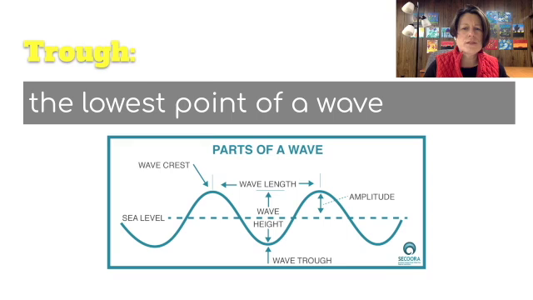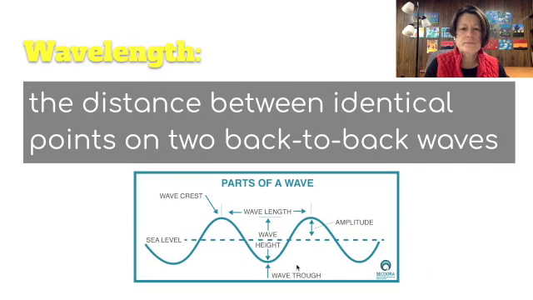The trough is the lowest point of a wave, and it's right here. This is your typical transverse wave like we've talked about in physical science, so you should be pretty familiar with this. The wavelength is the distance between wave crests.